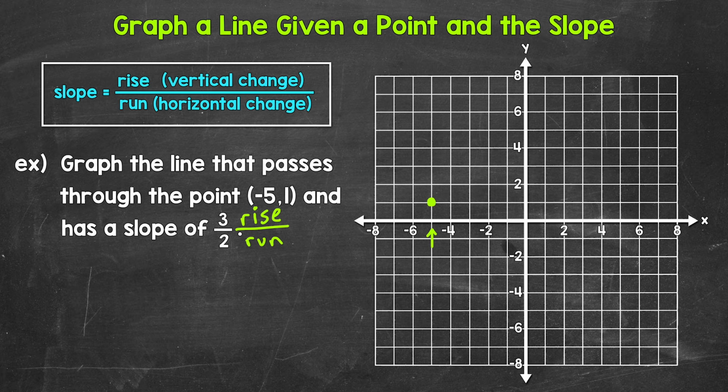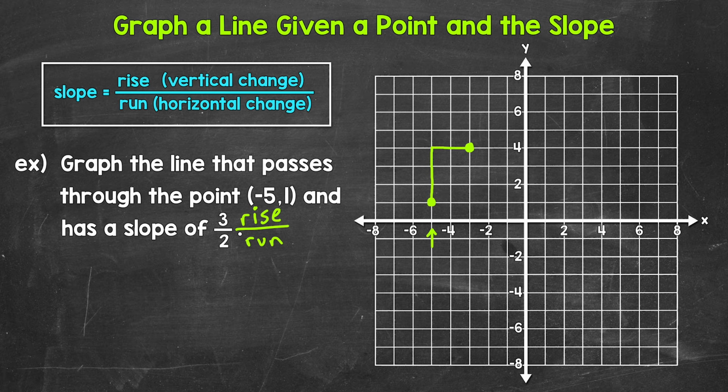Now we go from our point at (-5, 1). So we'll start with the rise, which is a positive 3. So we go up 3 units. 1, 2, 3. And then our run is a positive 2. So we go to the right 2 units. 1, 2, and we plot our second point.